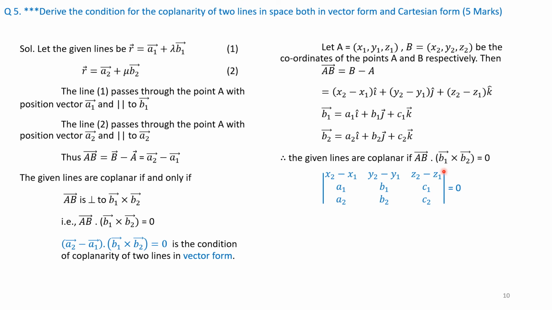Therefore, this can be written in the matrix form. The first row is the coefficients of vector AB: x2 minus x1, y2 minus y1 and z2 minus z1. The second row is the coefficients of vector b1: a1, b1 and c1. The third row is vector b2: a2, b2 and c2. That is equal to 0. Therefore, this is the condition for coplanarity of two lines in Cartesian form. The equations of the lines will be given, and you have to write in the matrix form.